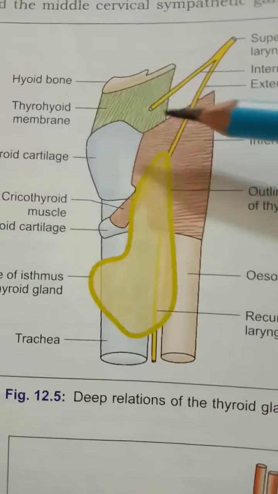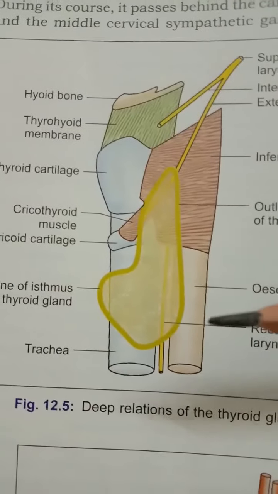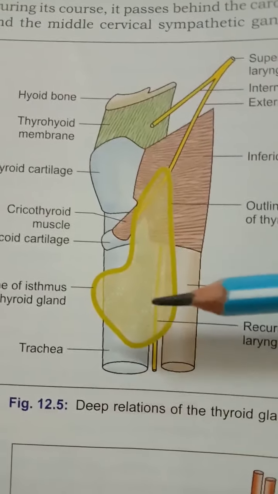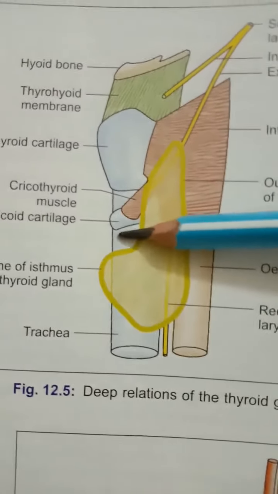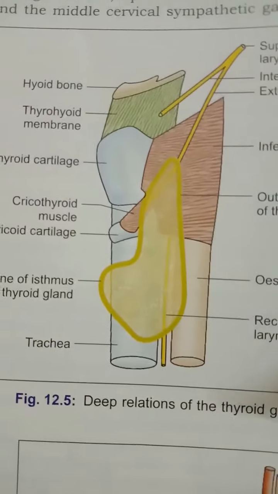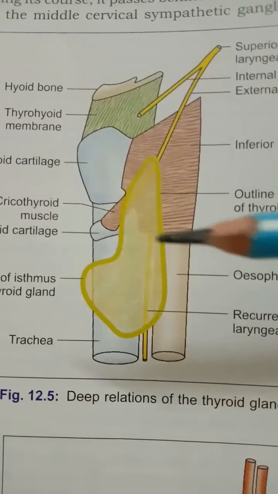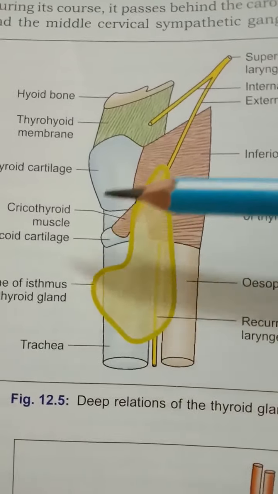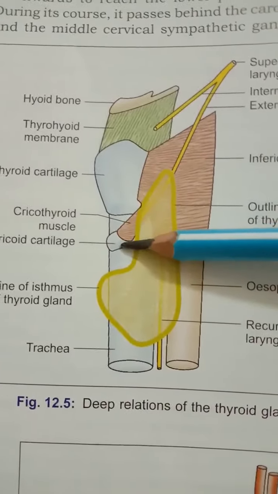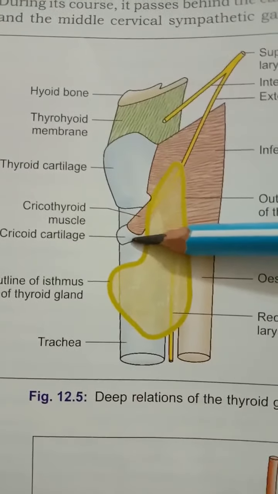Then the medial surface means the inner surface. It is related to the two tubes, that is the trachea and the esophagus. Here you can see the esophagus and this is the trachea. Then the two muscles, that is the inferior constrictor and the cricothyroid, and the two cartilages, that is the thyroid cartilage and the cricoid cartilage.